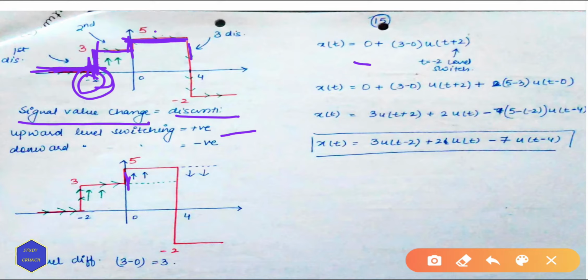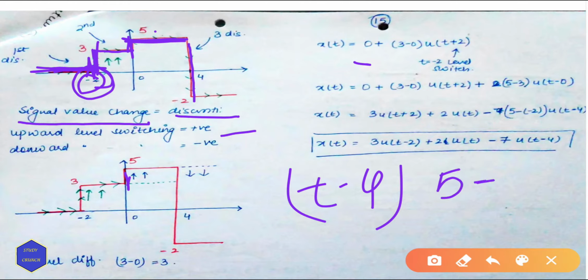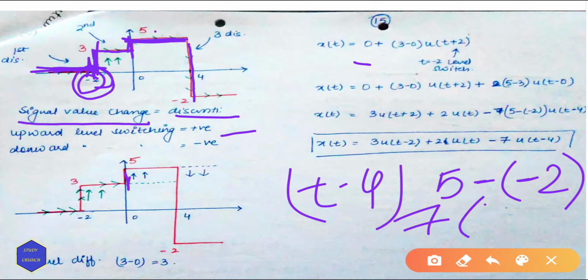Then again at t is equal to 4, that is t minus 4, it is moving downwards and the difference is 5 minus of minus 2, that is 7. So it is 7 u of t minus 4 with a negative sign because it is moving downwards. So I hope this is now clear.